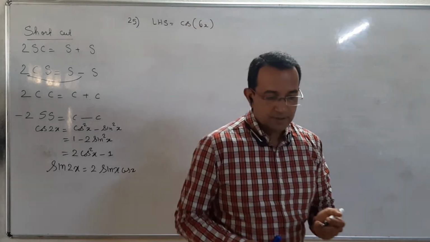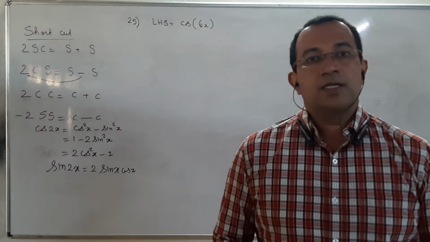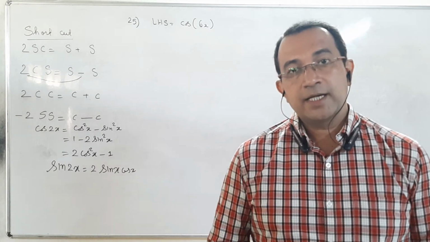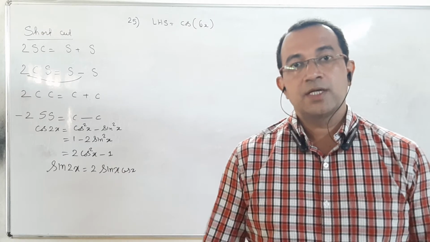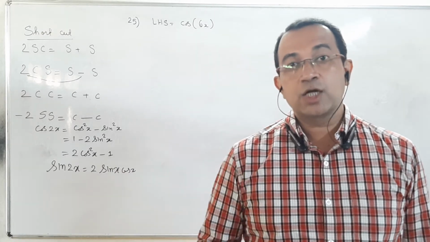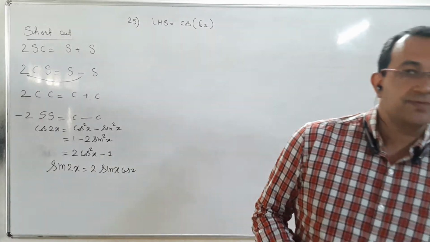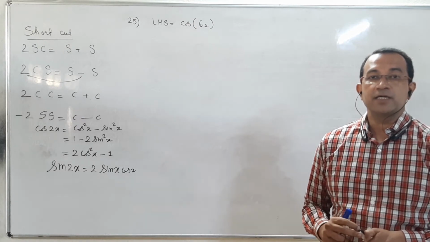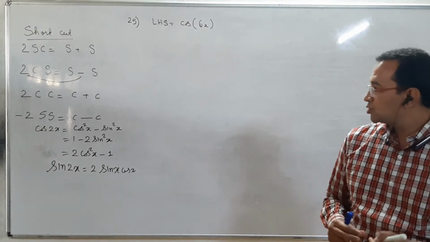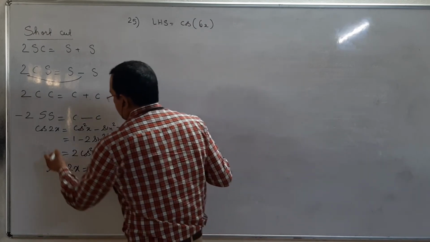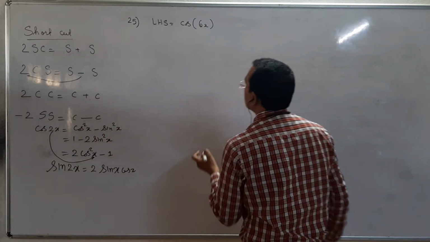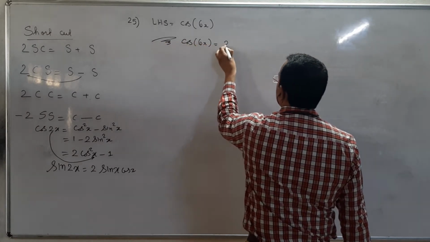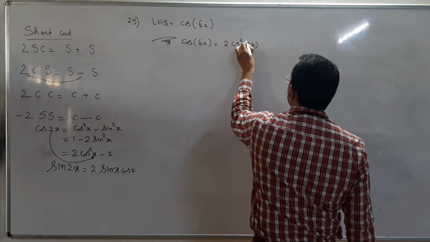And students, the right hand side, which is required, is in terms of x. So from 6x we can never directly convert to x. From 2x we can convert to x. So I can apply this formula: cos of 6x is twice cos square 3x minus 1.